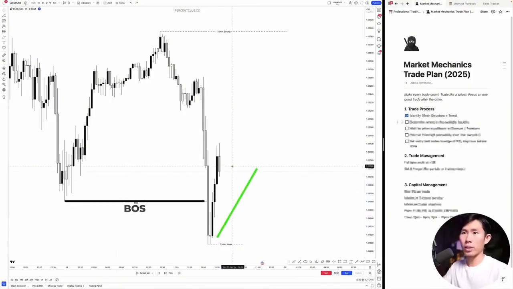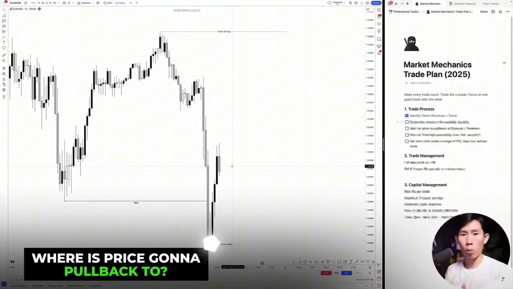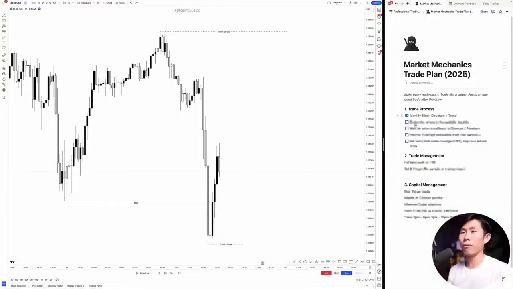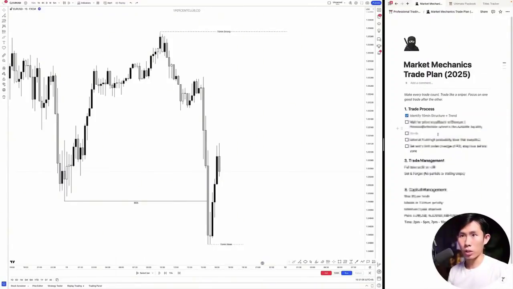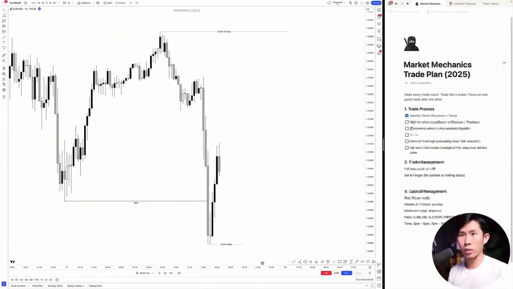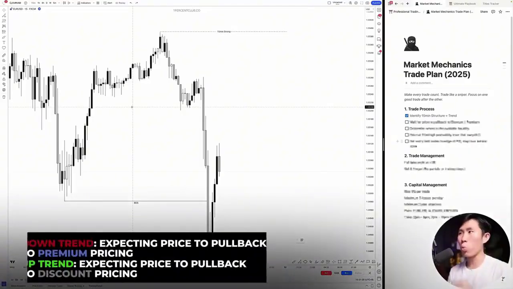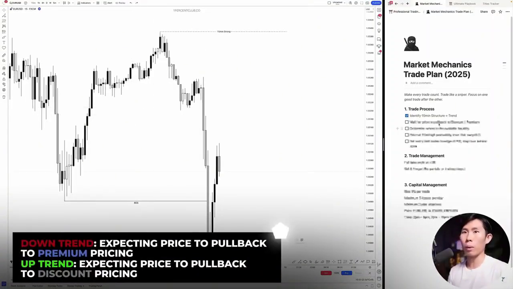Now, based on this, where is price gonna pull back to? Okay, it's most likely gonna pull back to some form of discount and premium pricing. Okay, so let me just change this order right here in the checklist. There we go. So in a downtrend, we are expecting price to pull back to the premium pricing, and in an uptrend, we are expecting price to pull back to a discount pricing.